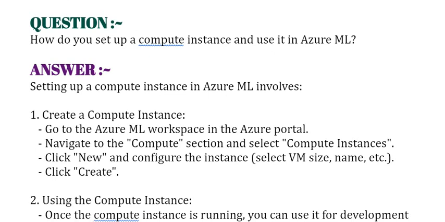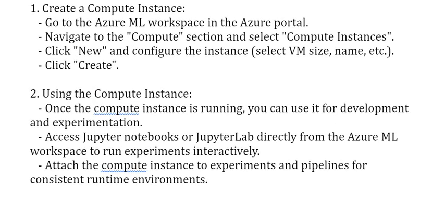Our next question is, how do you set up a compute instance and use it in Azure ML? Your answer should be, setting up the compute instance in Azure ML involves Step 1. Create a compute instance. Go to the Azure ML workspace in the Azure portal. Navigate to the Compute section and select Compute Instances. Click New and configure the instance. Select VM size, name, etc. Click Create.